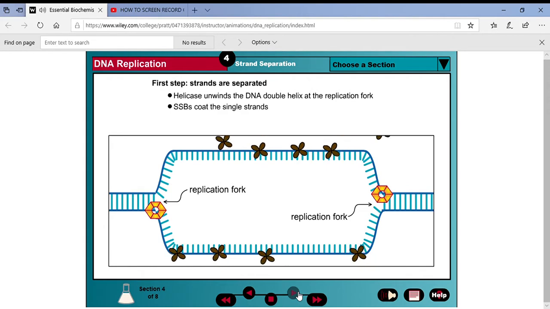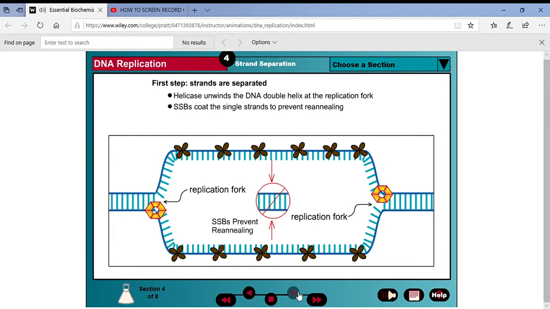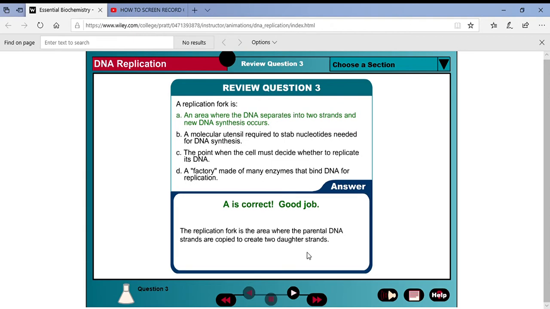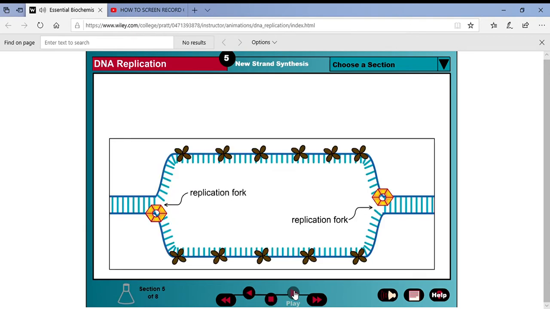Those brown things are called what? Single-stranded binding proteins. I'll try to ask you questions so you can quiz yourself. What do they do? They prevent the two strands that we just opened from connecting back together, from hydrogen bonding back together. A replication fork is, I'll give you a second. All right, let's continue.